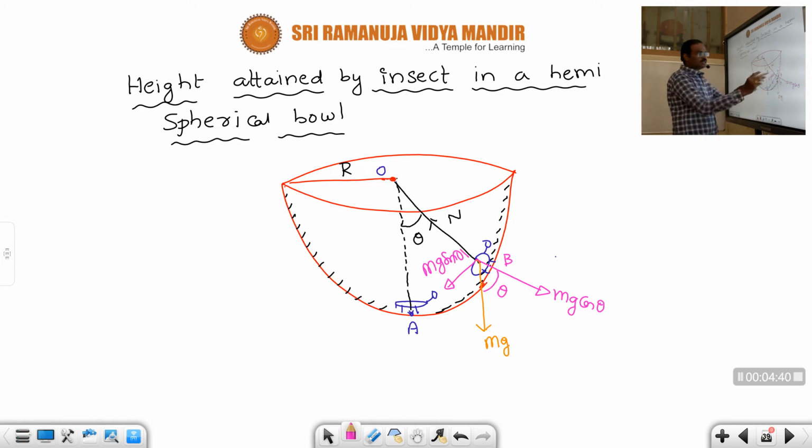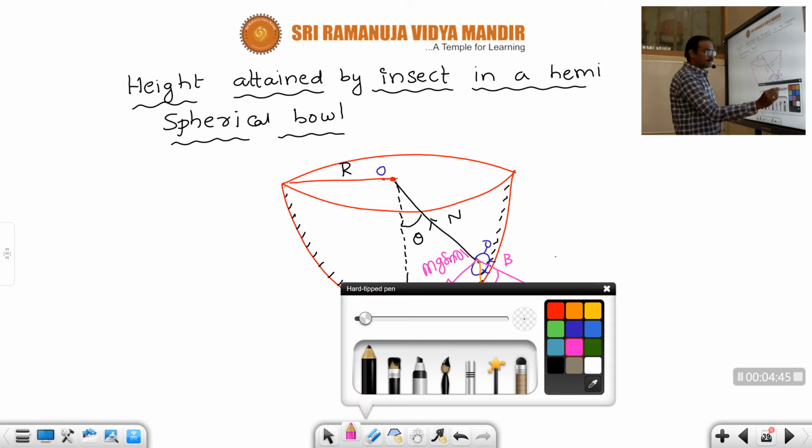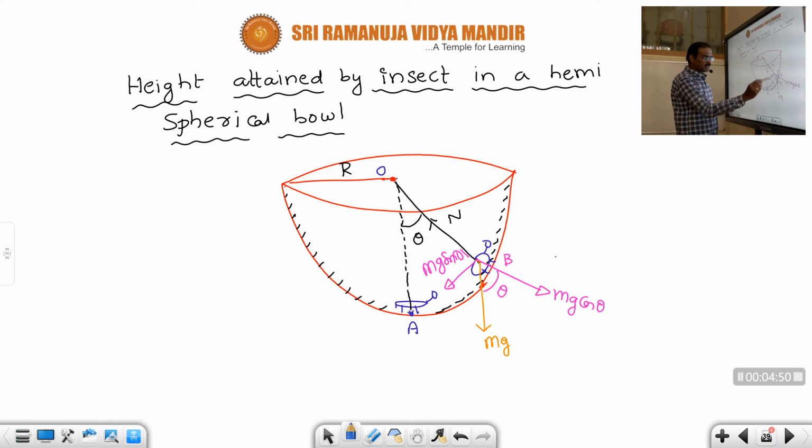Now whenever the insect is raised to a certain height and is stuck there, the downward force mg sin theta is compensated by a force called static or limiting friction, FL. Here h is the height raised by the insect.